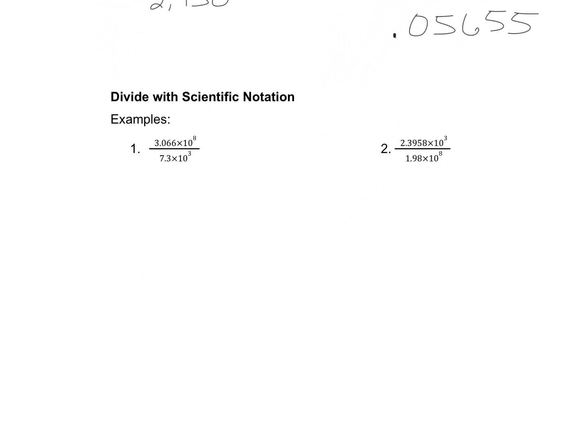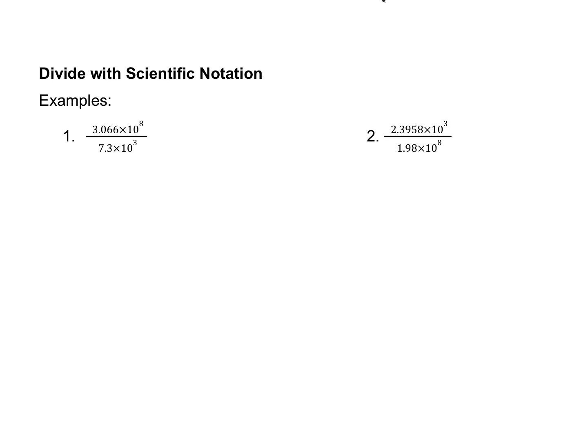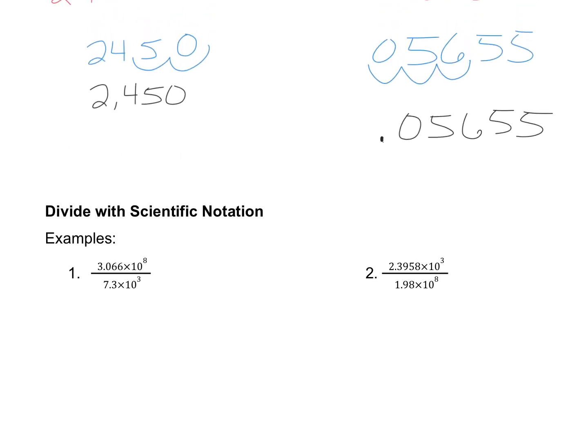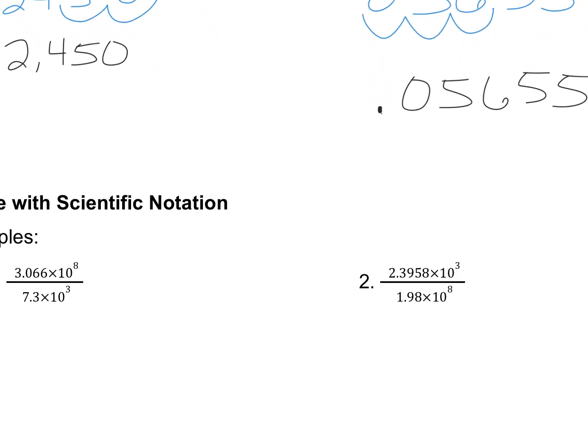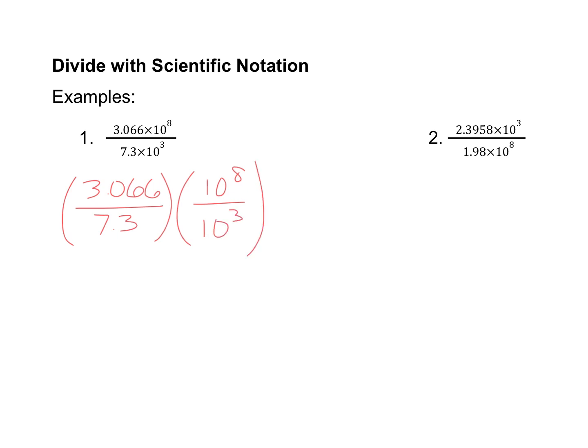Last thing, dividing with scientific notation. Raise your hand if you look at that and you want to cry. Okay, but do it the same way we did the top with multiplying. So how am I going to split this up? Yep. 3.066 divided by 7.3. And then base 10, we do 10 to the 8th divided by 10 to the 3rd. We split it up the same way as we did multiplication.